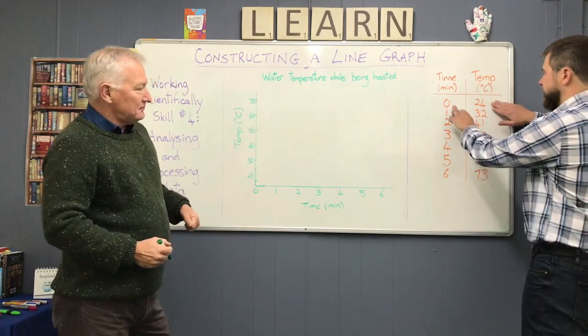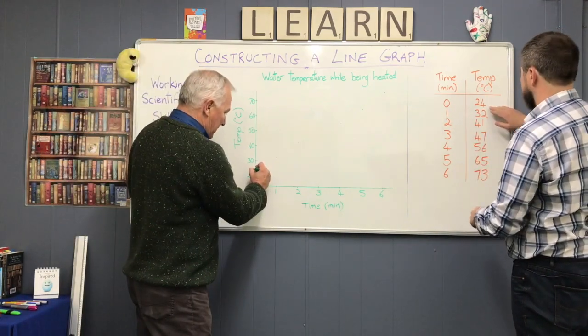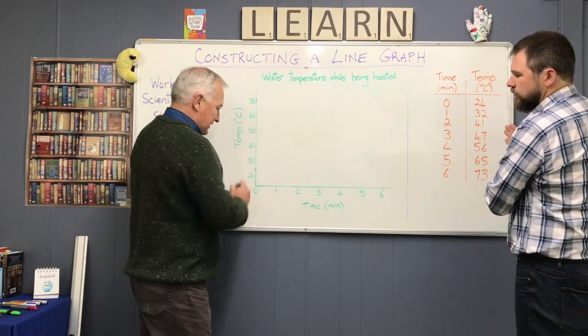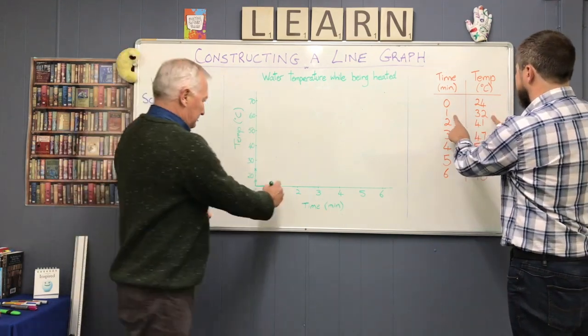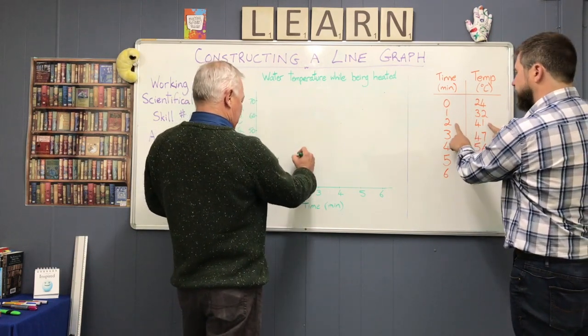Alright, well, at 0 we have 24. So 0 minutes we go up to 24. And look what I'm doing, I'm putting a small x. Let's keep going. Alright, at 1 minute we have 32 degrees. 1 minute we go up to 32. Good. At 2 minutes we go 41 degrees.